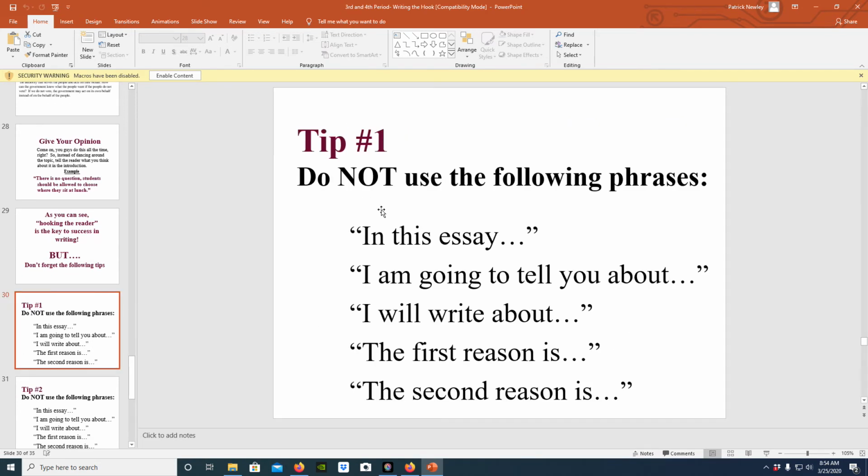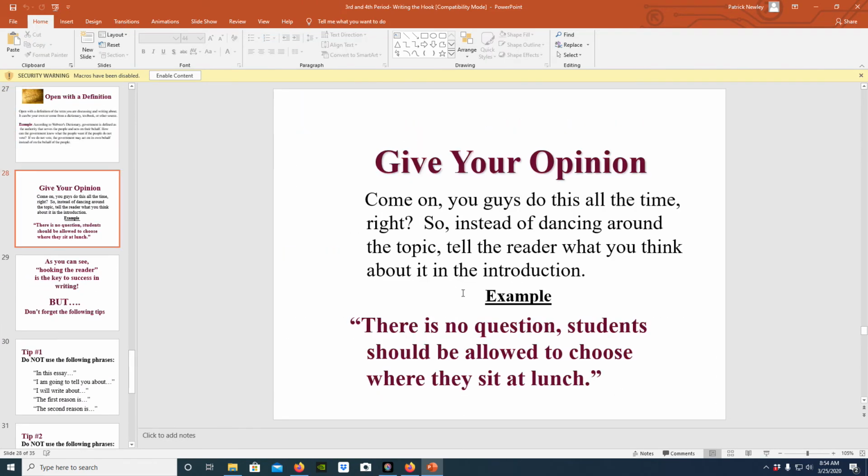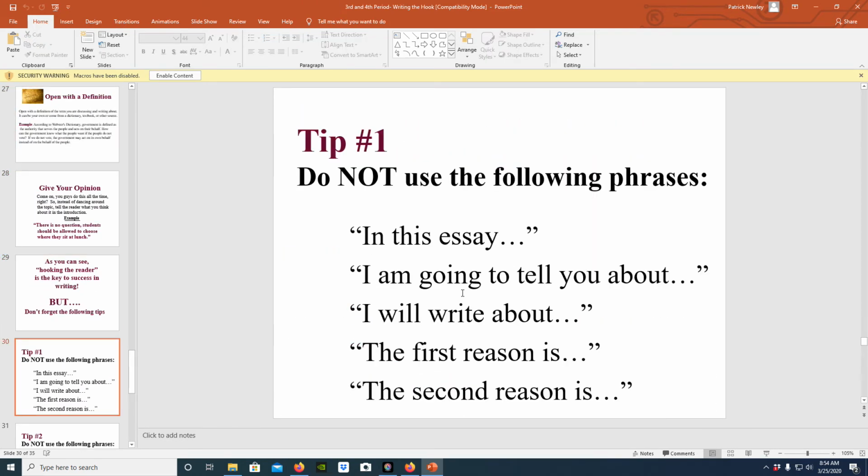But here's some tips. There are certain phrases you do not want to use in your first paragraph, especially in your first sentence, but in your paragraph as a whole. "In this essay" is overly cliche. It's been used too much, so find a more clever way to introduce your topic. "I'm going to tell you, I will write about, the first reason is, the second reason is" makes the essay too formulaic and too predictable, and that can become boring to the reader.